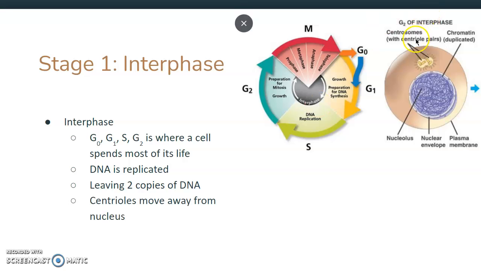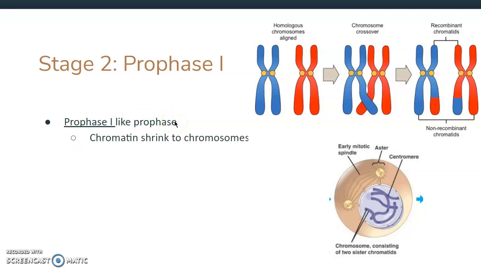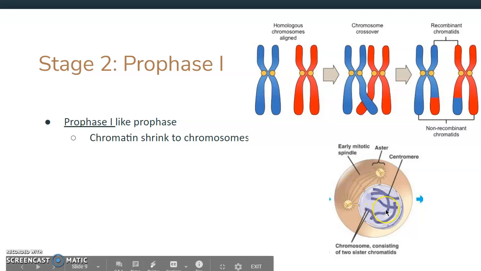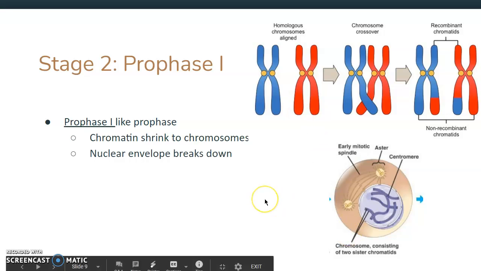And we also have some centrioles move away from our nucleus and prepare for cellular division. Our prophase I is just like normal prophase, but we have one interesting thing that happens. We still have our chromatin shrink to chromosomes. So our chromatin was our big spaghetti-like mess inside our nucleus, all our DNA. And they shrink down to chromosomes so that they kind of look like X's. So our nuclear envelope breaks down, and then our spindle fibers appear.